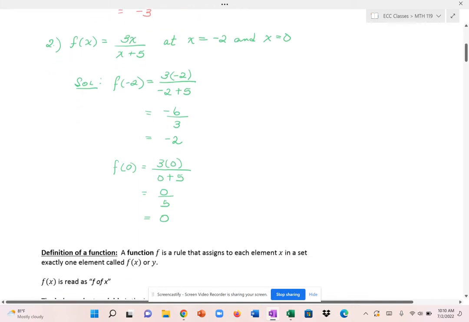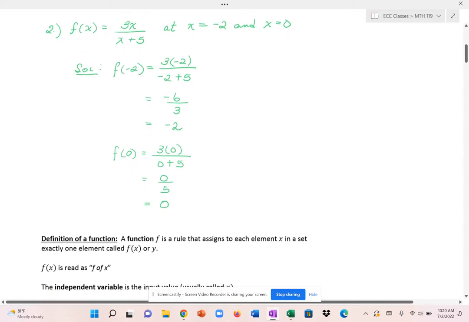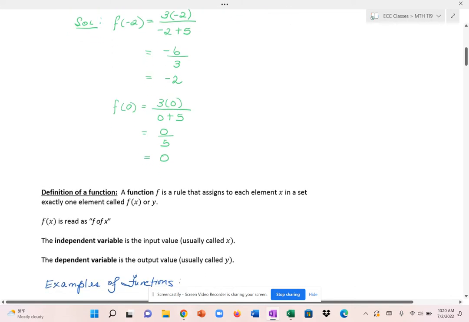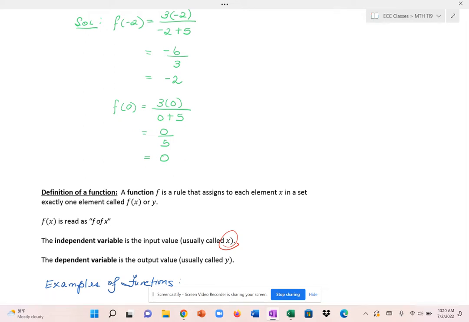Okay, so a function is going to be a rule that assigns to each element of x in a set exactly one element of f of x called y. So for the last few examples I did, I plugged in one value of x and I got one value back for y. And that's what will occur when you have a function. We usually call the independent variable x. Doesn't have to be, but that's your input value. Other variables could be used. X is the most common. And the output, the value of f of x, is usually called your y.